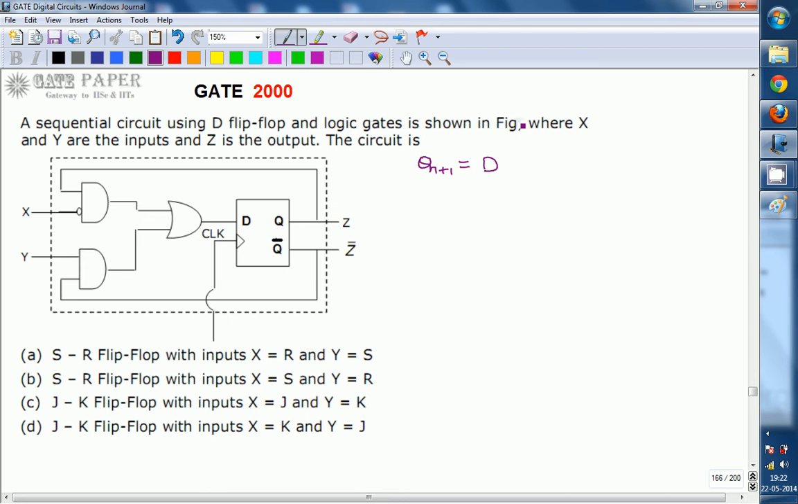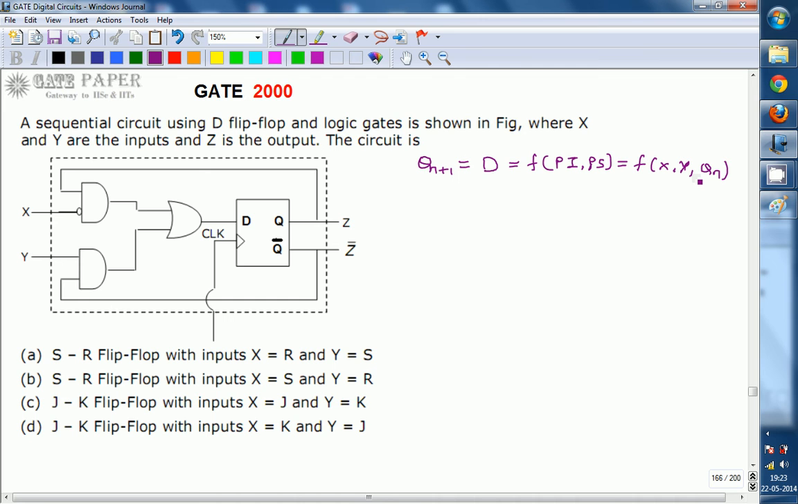This Qn plus 1 is a function of present inputs and present state, because it is a sequential circuit. The present inputs are X comma Y, and the present state is Qn. So Qn plus 1, that is the next state, is a function of X comma Y, Qn, the present inputs and present state.